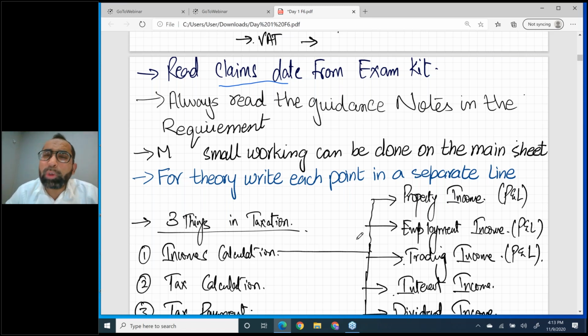So no need to do each and every working on a separate page or separate lines. Now for theory, write each point in a separate line. If, for example, you have to write three points of theory, it's better to use three separate lines. In this way the marker can give you marks easily. It's easy for the marker to check the paper, right? Just put your feet in the marker's shoes, and you will understand.